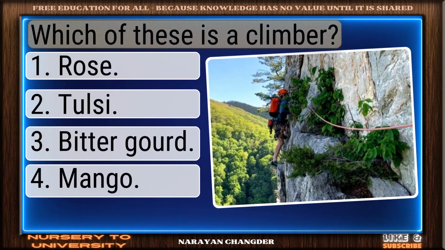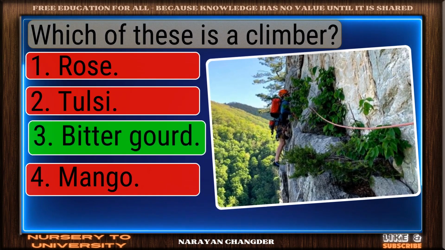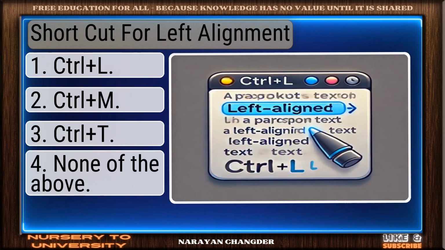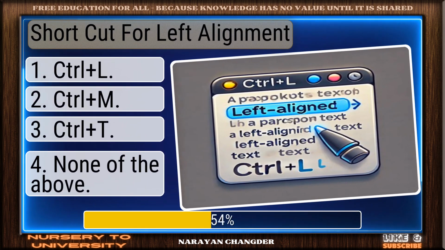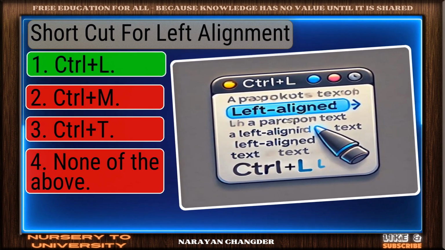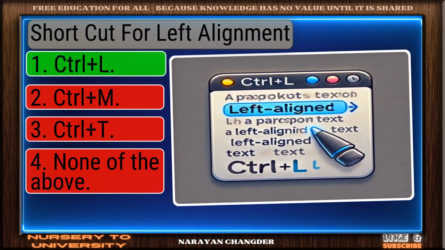Which of these is a climber? Bravo. Bittergourd is the answer. Shortcut for left alignment. Nice selection. Ctrl plus L is the correct and valid answer.